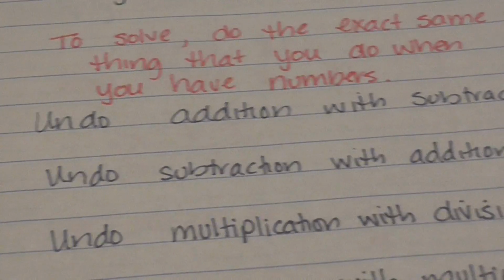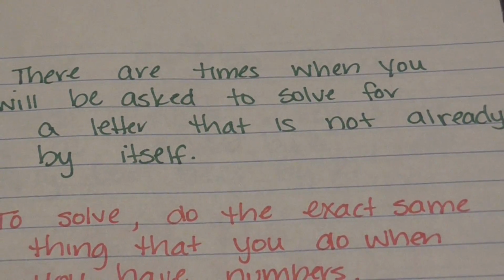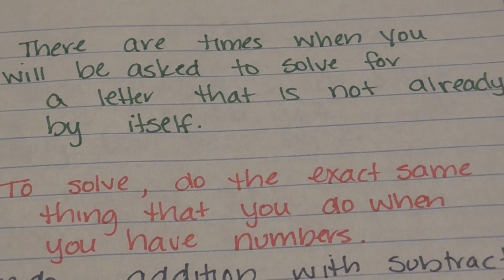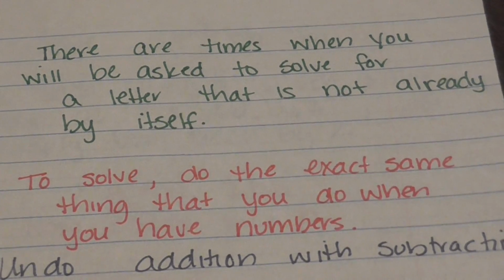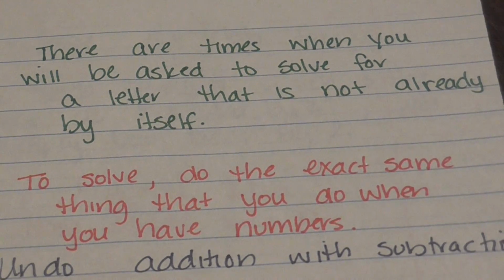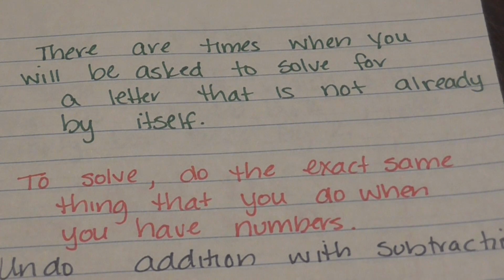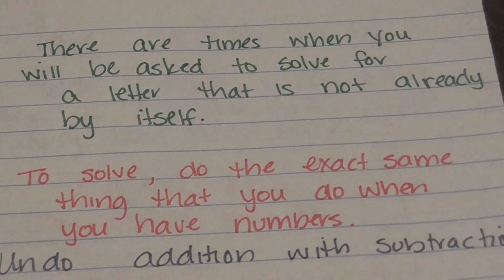There are going to be times you're going to be asked to solve for a letter that's in that formula. Alright, so it's going to be a letter that's not already by itself. So to solve this, you're going to do the exact same thing as what you've been doing when it has numbers, except you don't have the numbers to work with, so you're not going to be able to add a B plus an A, for example.